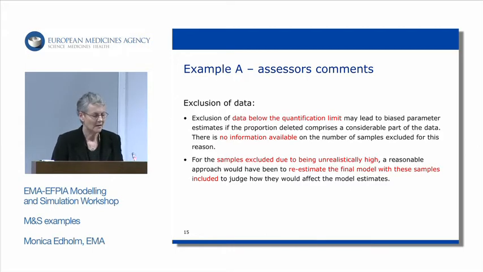So the assessor criticized the exclusion of data because data below limit of quantification had been excluded, but it hadn't been stated how many data points had been excluded, and the assessor was concerned that if it was a large proportion of data, this would lead to biased parameter estimates. And also the company had excluded data which were unrealistically high, but they had not re-estimated the final model with these samples included. So the assessor was concerned that exclusion of these samples might have affected the model estimates.